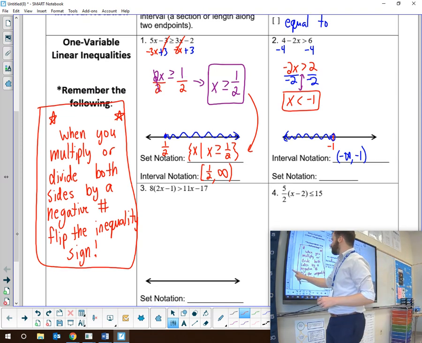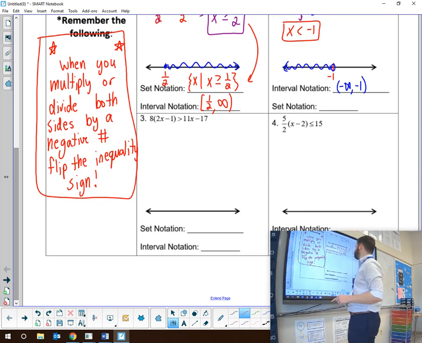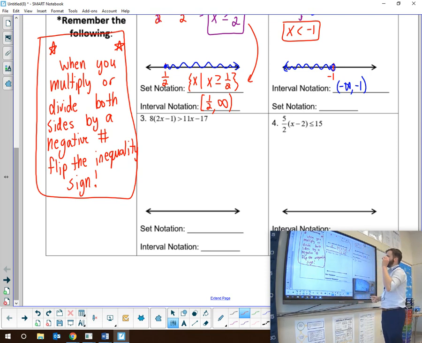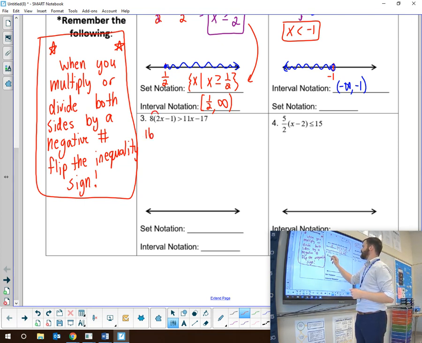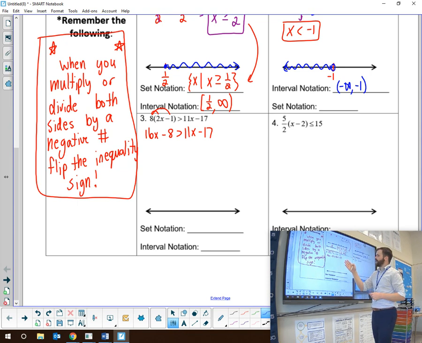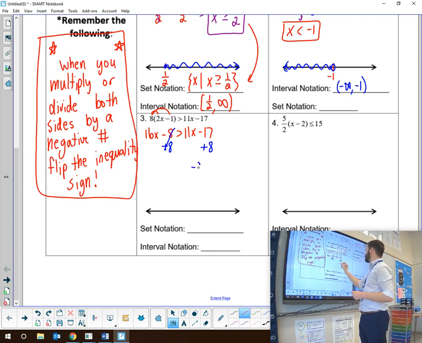All right, guys, we just have 2 more problems, then we're done. Number 3 here. Number 3, I have to distribute to start off with. So I'm going to distribute this 8. So we're going to go 8 times 2x is 16x. 8 times -1 is -8. So we have 16x minus 8 is greater than 11x minus 17. Okay, let's get my whole numbers together and let's get my x's together. So I'm going to add 8 to both sides. -17 plus 8 is going to give me -9.